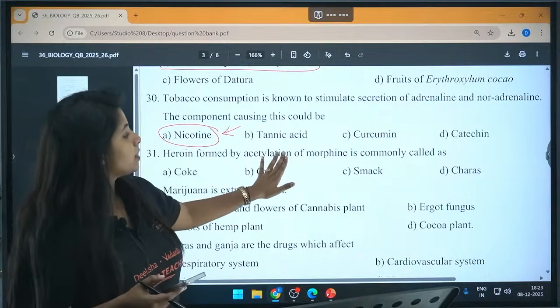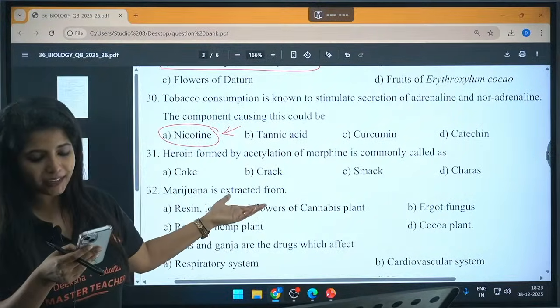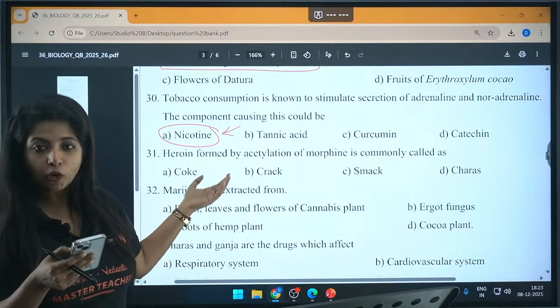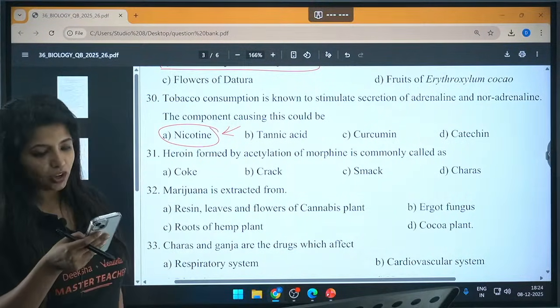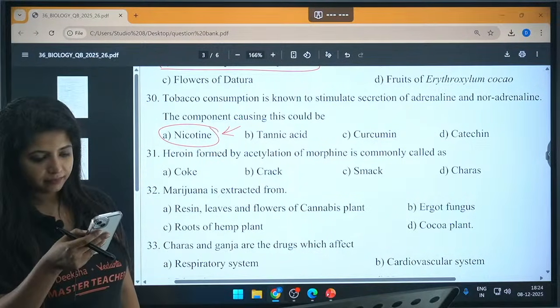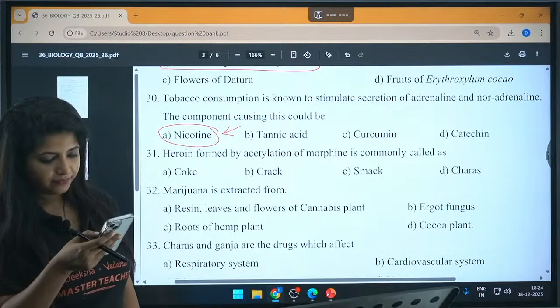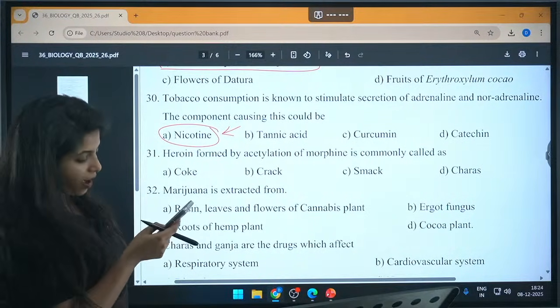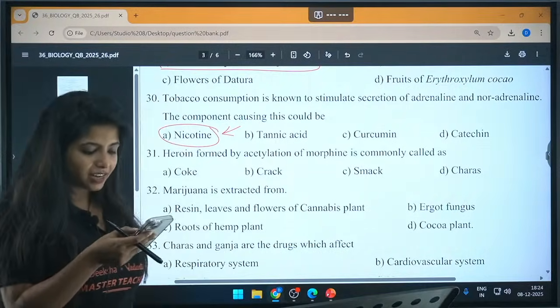Heroin obtained from acetylation of morphine is commonly called as. We just studied about it. Can you try to solve it? Heroin formed by acetylation of morphine is commonly called as what? Coke, crack, smack, or charas? Yes, 31. The answer for 31, Rukmini says C, Putta says smack, Nagaraj says C.